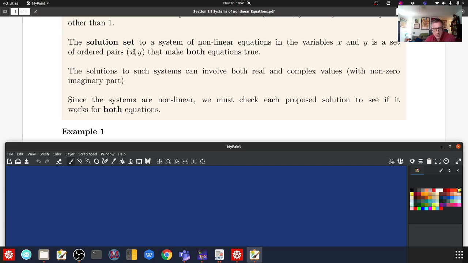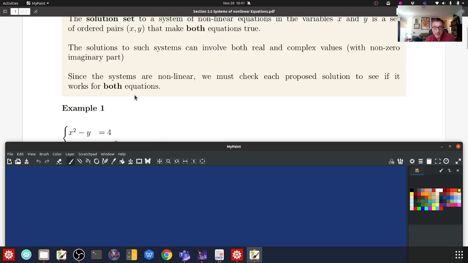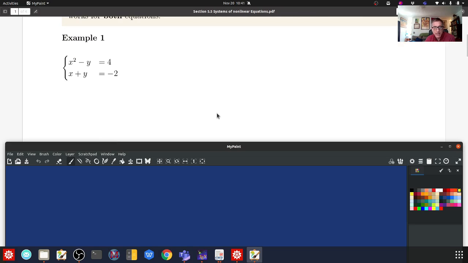And here are two extra things. The solutions to these systems can be real numbers or complex numbers with non-zero imaginary part. And here's the other kind of unfortunate thing, although I'll give you all a break on the exams depending on what I put on there. Since it's nonlinear, we have to check each proposed solution in the original system to see if it works. So there's that extra added step at the very end of checking.